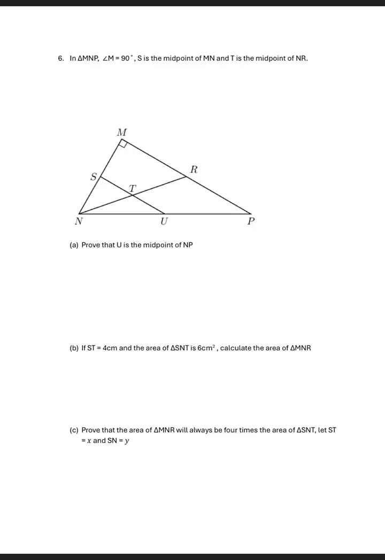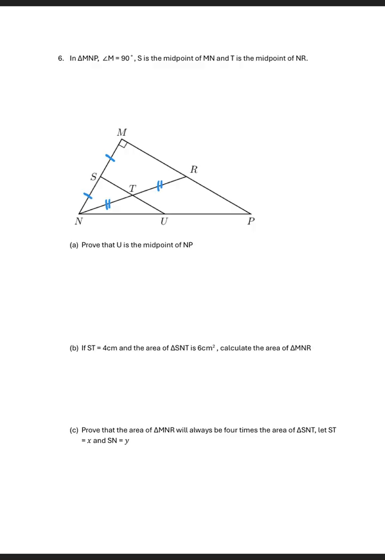And then this is the last problem. Problem 6 says in triangle MNP, angle M is 90, S is the midpoint of MN, meaning SM is equal to SN. Very important to note that. And then we are told that T is the midpoint of NR, meaning NT must equal TR. Prove that U is the midpoint of NP. Okay? Prove that U is the midpoint of NP.